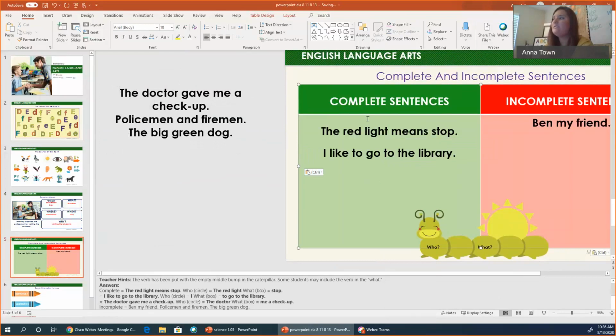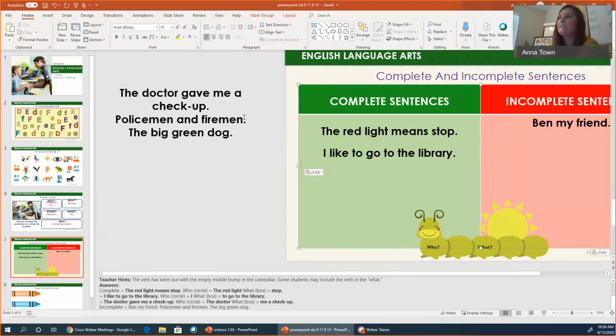So how we know these two sentences are complete is it has a what or a who. So red light, that's the who. And stop is what is happening. So a red light, and what does it do? It tells us to stop. In this sentence, I is the who, and what is go to the library.